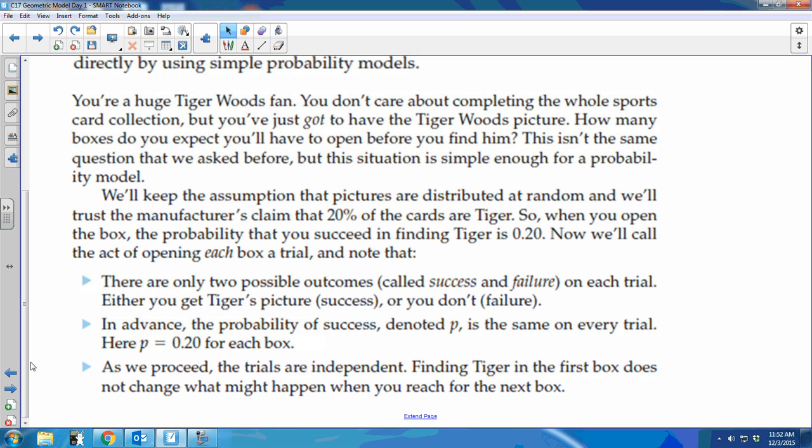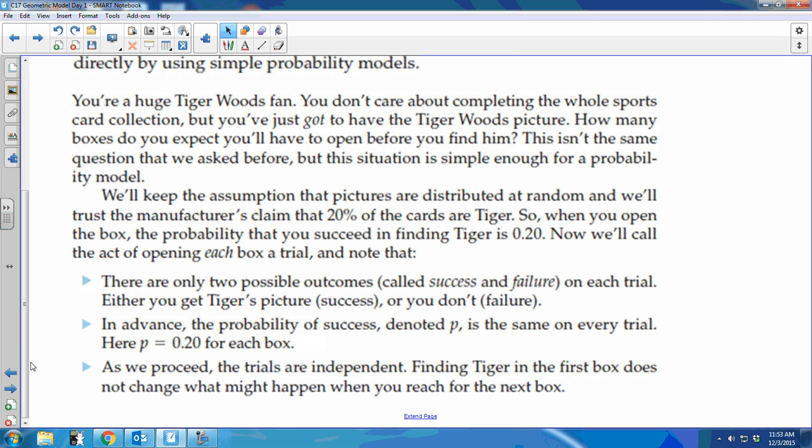And then as we go through this, we're going to assume that each cereal box is independent, right? Okay. So finding Tiger in the first box doesn't change what might happen when you reach for the next box. We can talk about that a little more, talk more about independence. But for now, we're just going to assume they're independent.